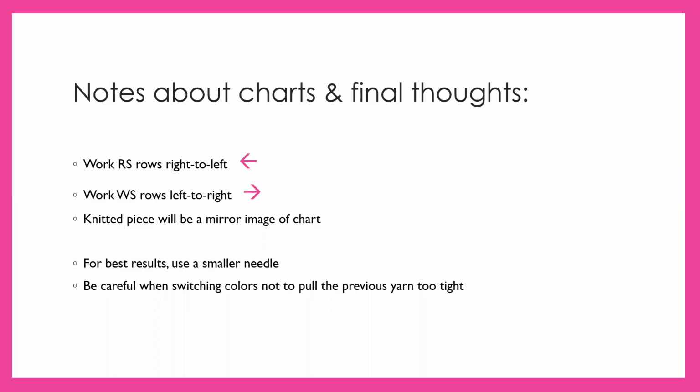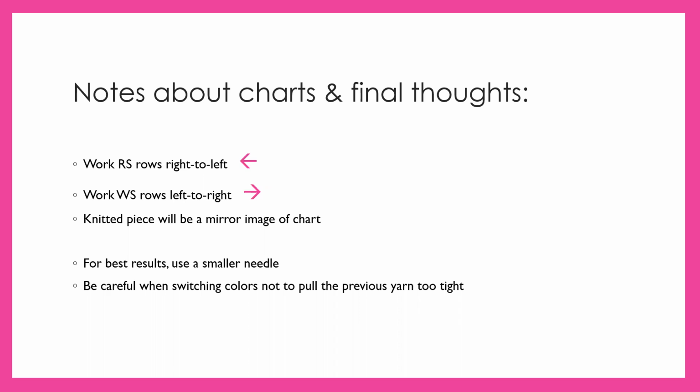A few more notes about the chart. Knitting charts are typically worked from right to left on right side rows and from left to right on wrong side rows. That's why the row numbers are on the right for right side rows and on the left for wrong side rows. Because all the patterning in illusion knitting happens on wrong side rows, your final piece will be a mirror image of what the chart looks like.